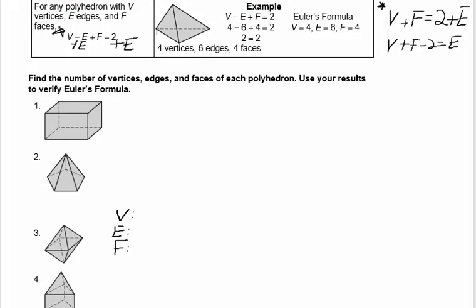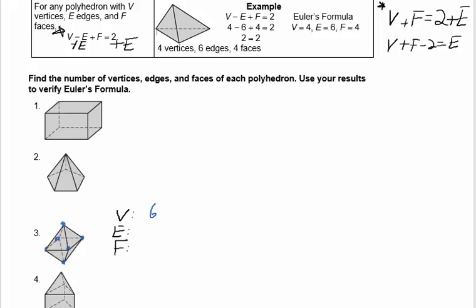Okay, let's count the vertices for number 3. The vertices are where the faces meet at a point. So there's 1, 2, 3, 4, 5, and then there's one more down at the bottom. So there is 6 vertices.